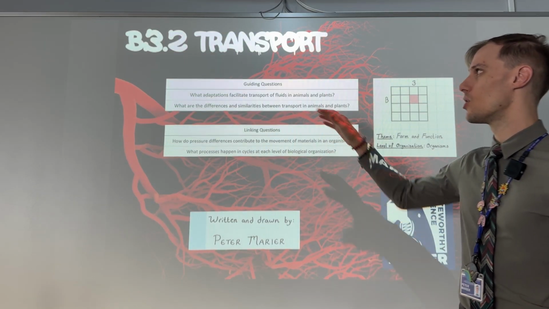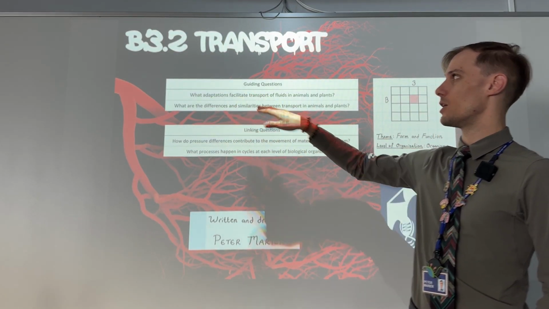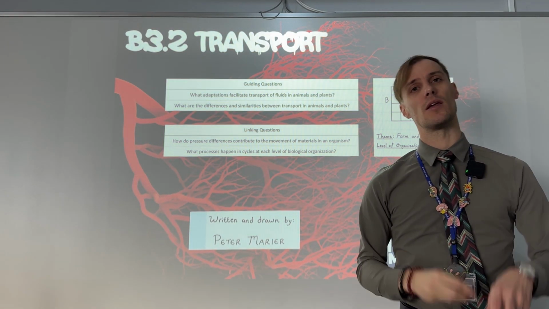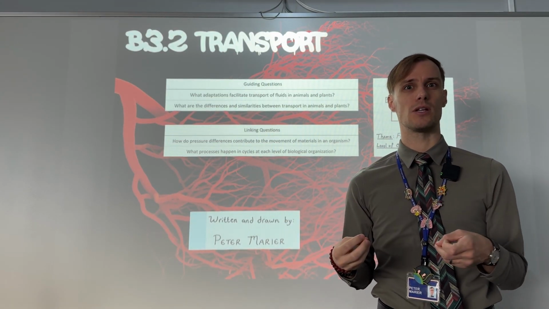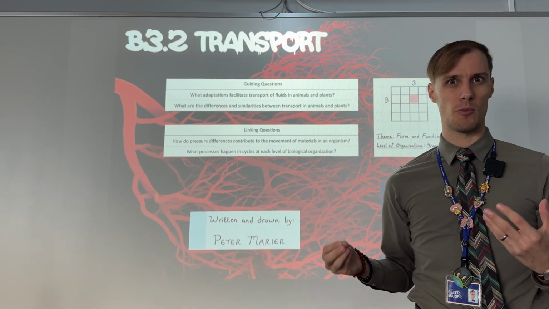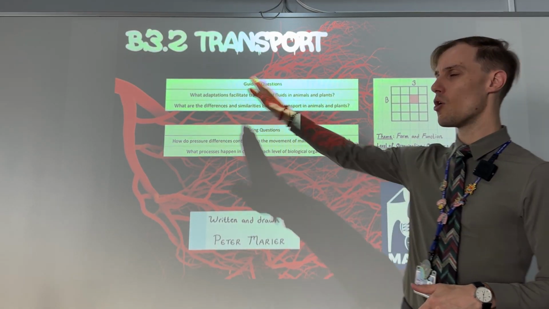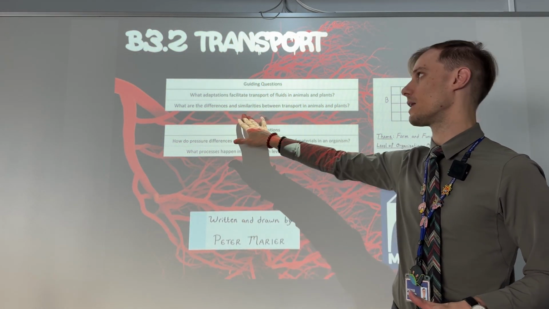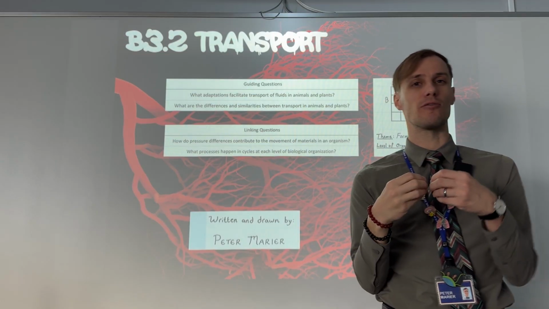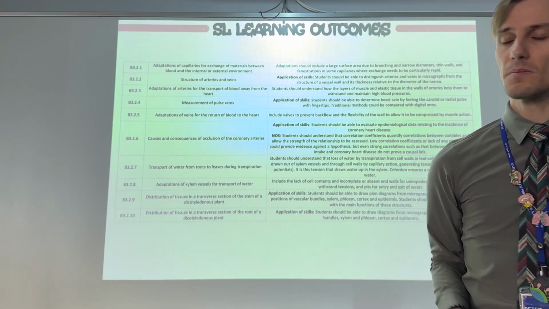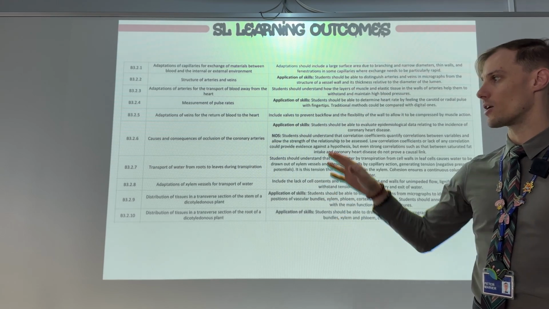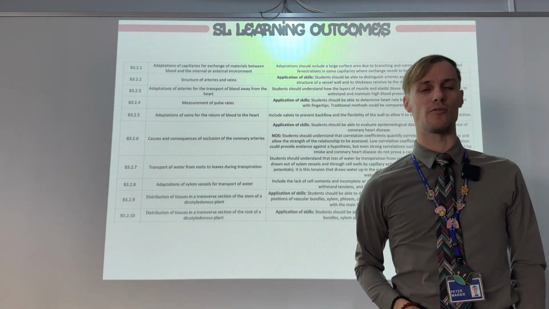In this case, what adaptations facilitate transport of fluids in both animals and flowering plants? And then once we know those adaptations, the second guiding question is somewhat intuitive because we're going to be looking at what are the differences and similarities between how this fluid is transported in both animals and plants. At standard level, there are 10 learning outcomes that we'll be going over today.